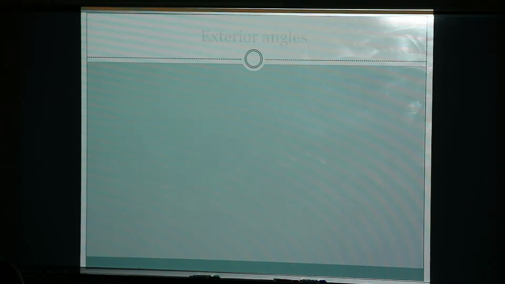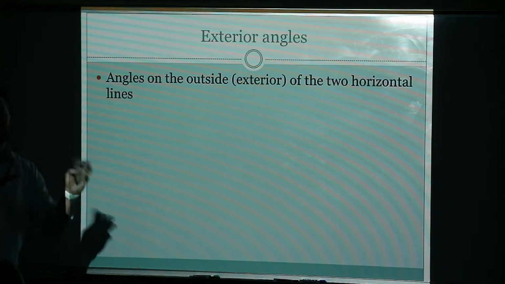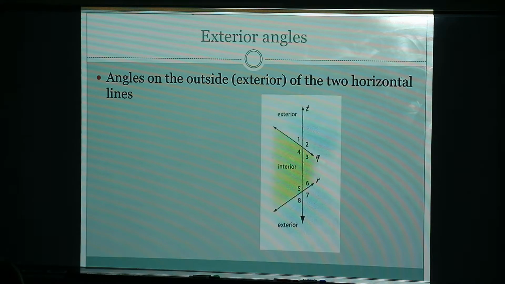Perfect. All right. Exterior angles, we talked about that one yesterday, the same picture. They're angles on the outside, and they said horizontal. It doesn't really have to be horizontal. But the idea is that you have your two lines, and these are the two lines in question. This is the transversal. The exterior angles are the ones on the outside of the sandwich, so not in between the two pieces of bread. Again, we talked about yesterday that they could be drawn vertically. So angles, in this case, 1, 2, 17. Okay, questions with exterior?